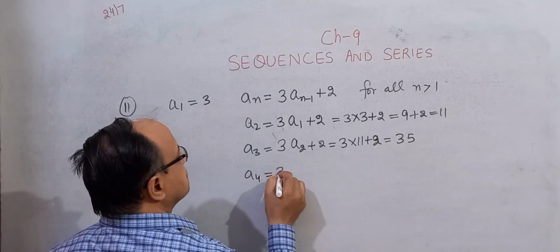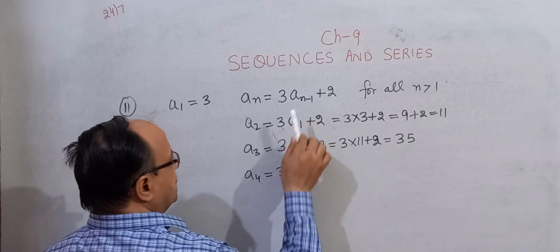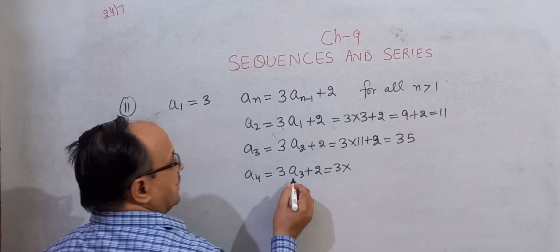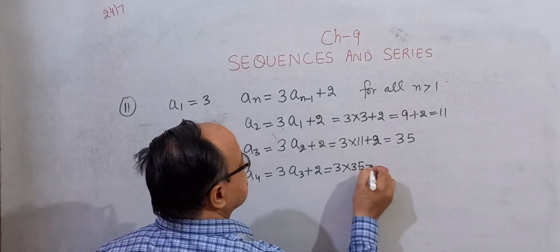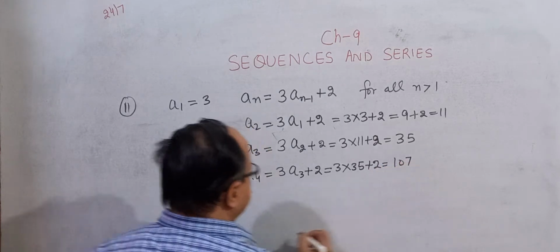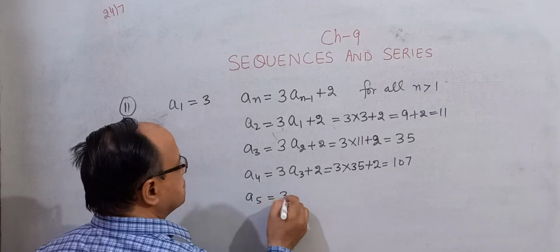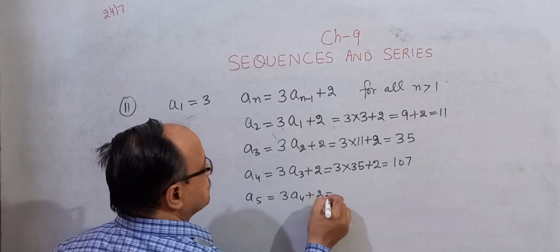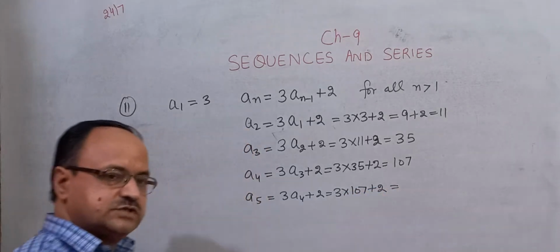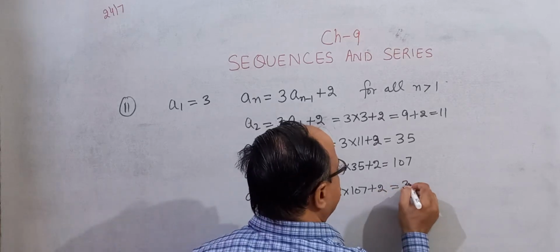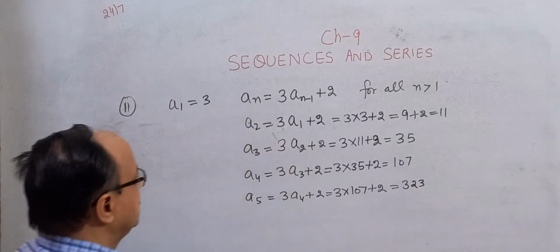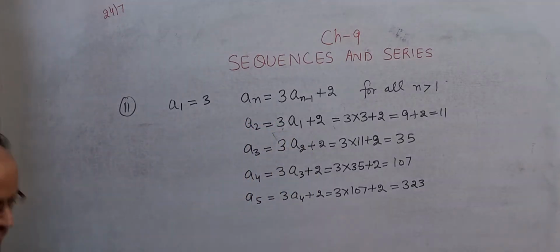A4, when you put here, 3 times A3 plus 2. A3 means 35. 35 times 3 is 105, 105 plus 2, 107. A5 is 3 times A4 plus 2. A4, you know, is 107, so 3 into 107 is 321, plus 2, that is 323. This is the solution of question number 11.